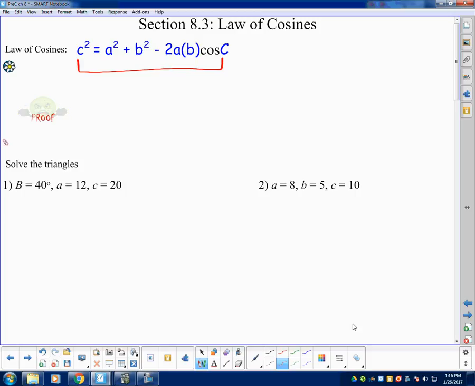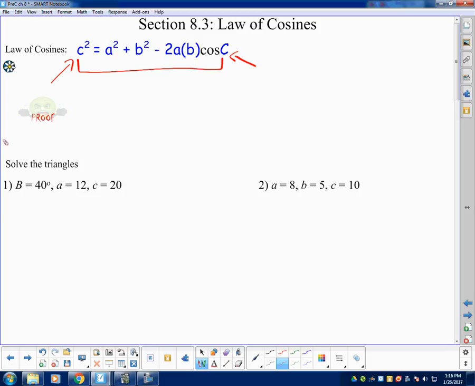So if you were looking for side A, if you had a squared over here on the left, then you would need to have cosine of A over here. So the side on the left has to be opposite the angle on the right.